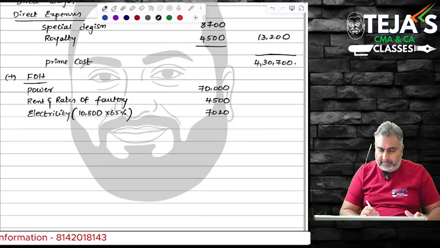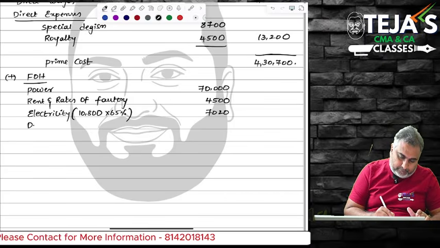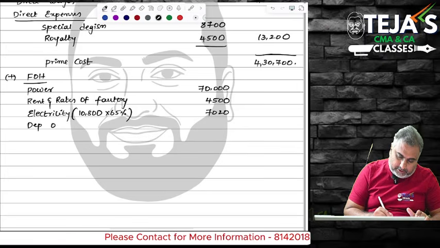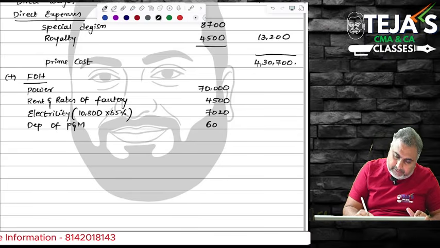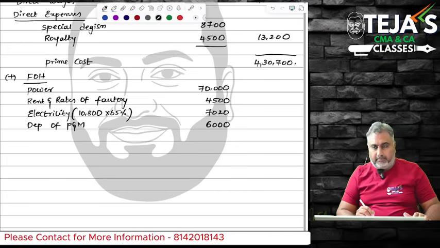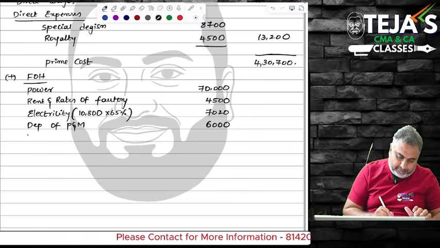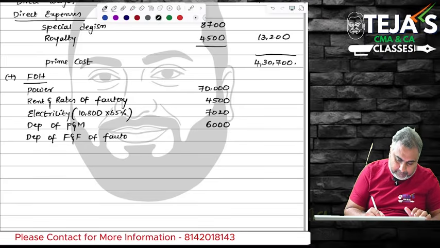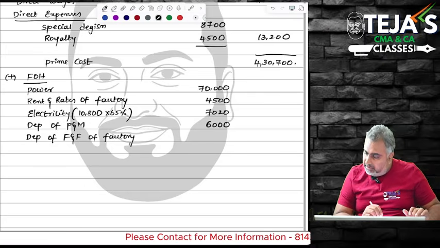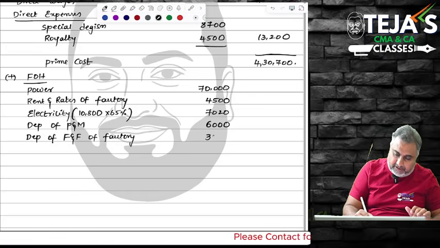7,020. Next, the depreciation of plant and machinery, 6,000 only. Next, in the same way, depreciation of furniture and fixtures of factory given is 3,500.